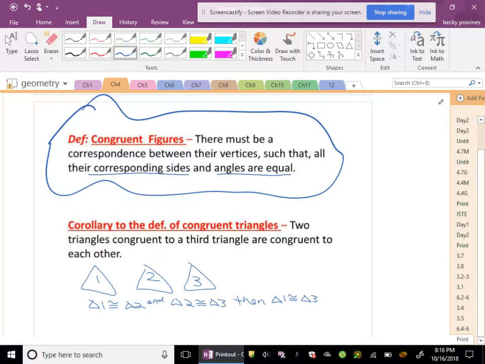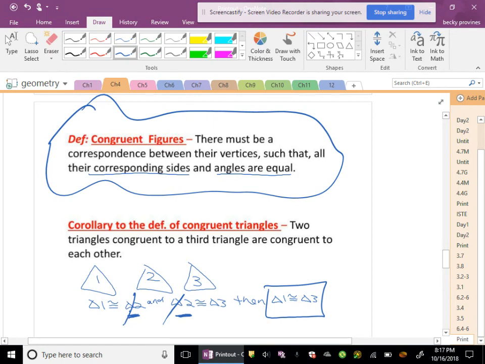Now we have the corollary to the definition of congruent triangles. This says that if you have triangle 1 is congruent to triangle 2, and triangle 2 is congruent to triangle 3, this is like substitution. Since they both have triangle 2 in common, what's left? I take triangle 2 out, replace it with triangle 3. So triangle 1 is congruent to triangle 3. So it's like substitution for triangles. Okay, and it's a corollary, so that means it's usually pretty common sense.